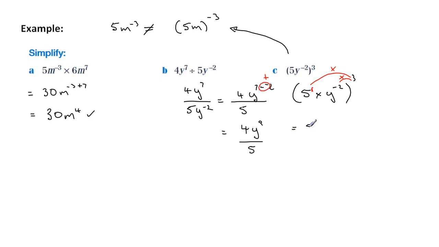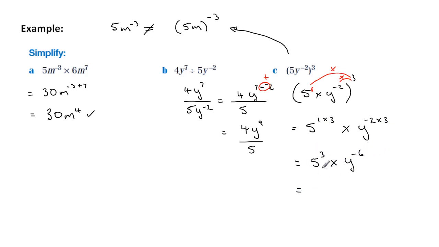We do this in this way. Here's our 5 to the 1, and we times this with a 3, times by, there's our y, and there's our minus 2, and we times this by 3 as well. Let's finish this off now. We've got 5 to the 3 times y to the minus 6.